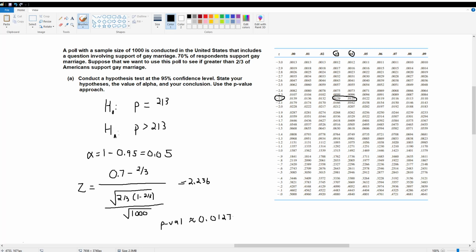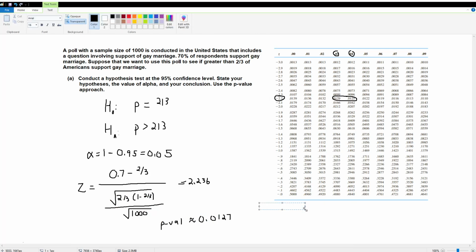And with that, we then arrive at our conclusion. So as I scroll a bit far down, I don't need that space. We can put it over here. So here, because our p-value of 0.0127 is less than our alpha of 0.05, we reject the null hypothesis that 2/3 of Americans support gay marriage. And here you could say it's therefore greater than 2/3.